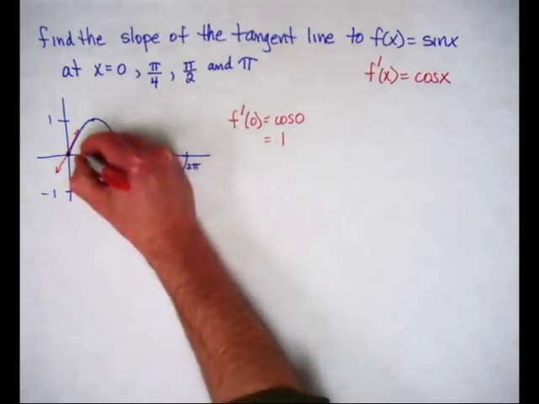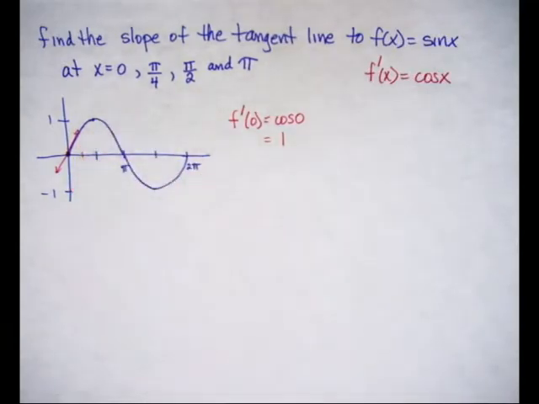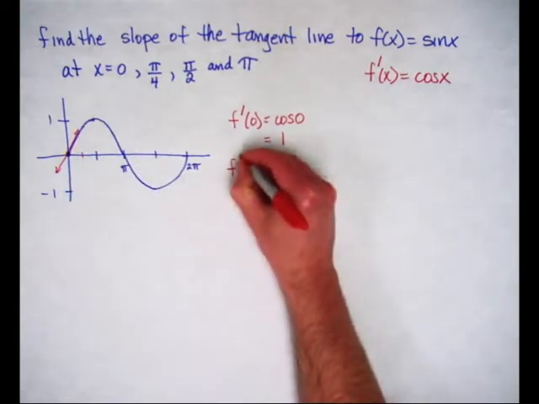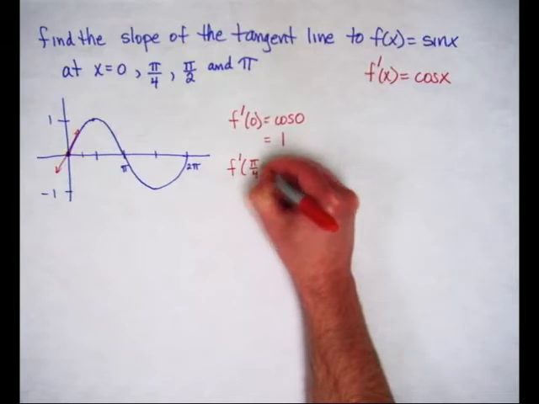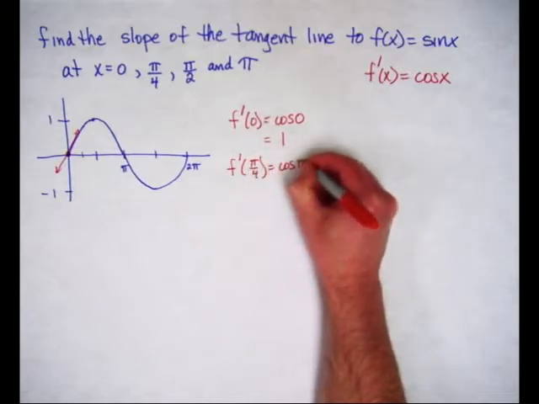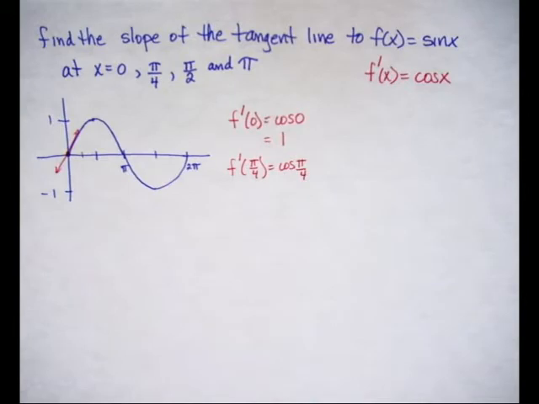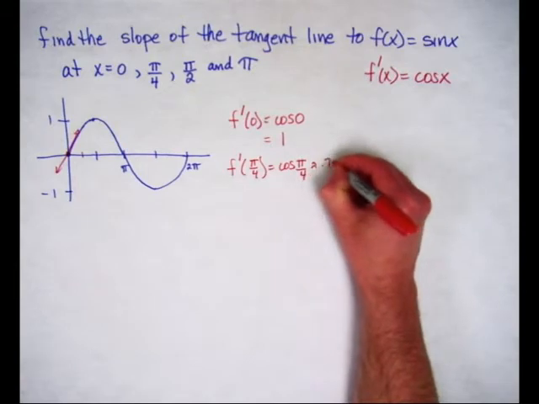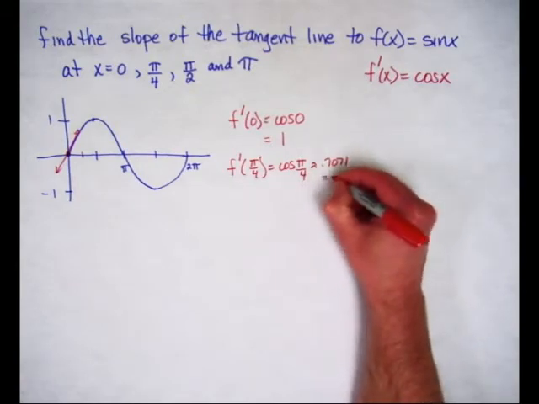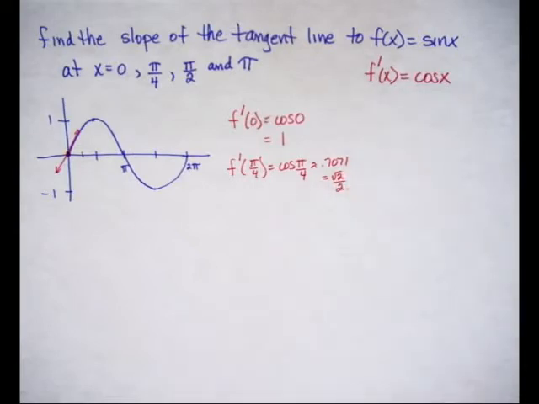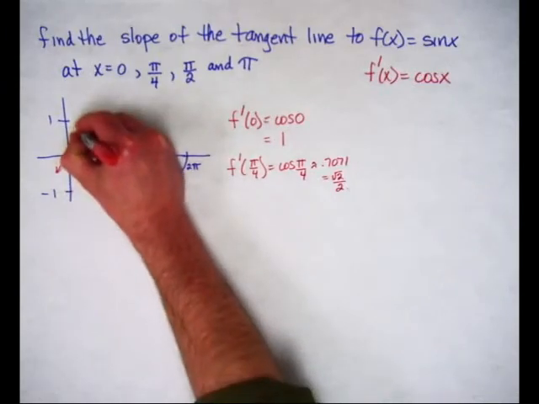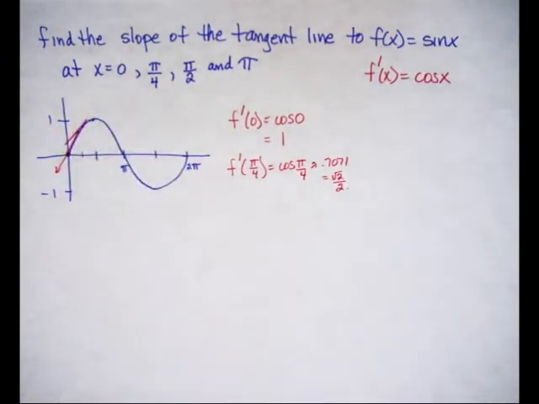Pi over 4 is halfway between 0 and pi over 2, or in other words, 45 degrees. So f prime at pi over 4 would just be the cos of pi over 4. If you enter the cos of pi over 4 on your calculator in decimal form, it's approximately 0.7071. In exact form, it's root 2 over 2. Notice that the 0.7071 seems to make sense with what we talked about. At 45 degrees, we would expect that the tangent would not be quite as steep as it was at the origin, and in fact, it's reduced to 0.7071.